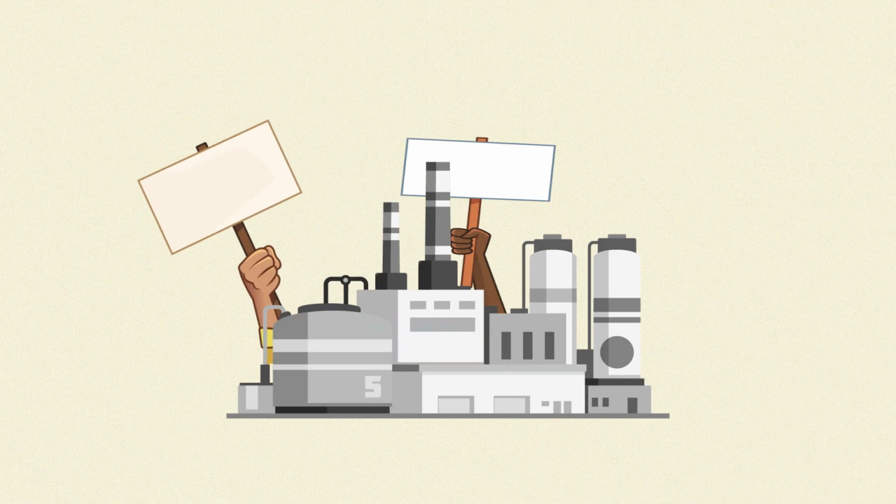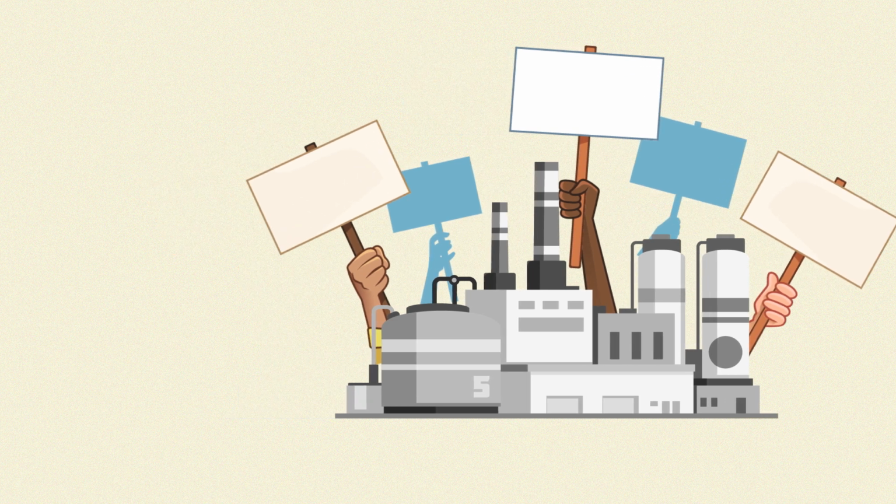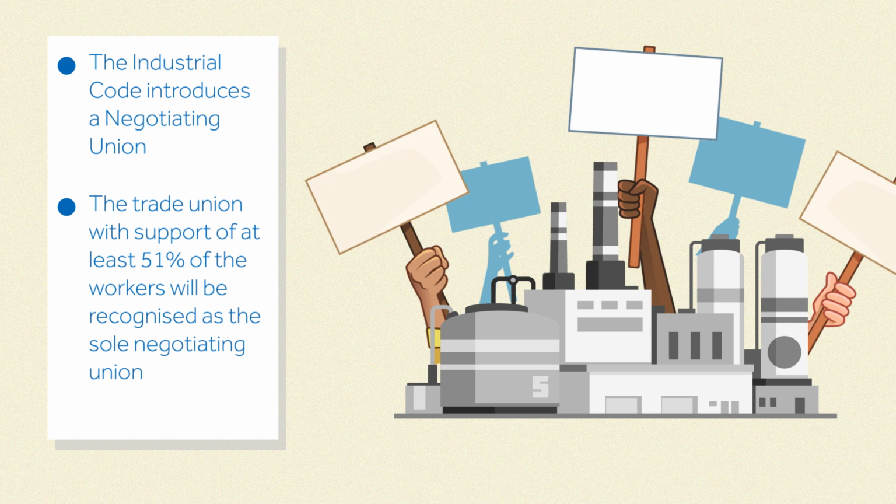There are a large number of registered trade unions in India today, many of them within the same establishment. The code introduces certain criteria for the trade union which will be at the negotiating table with the management during a dispute. If there are several trade unions within the organization, then the trade union with support of at least 51% of workers will be recognized as the sole negotiating union by the employer.